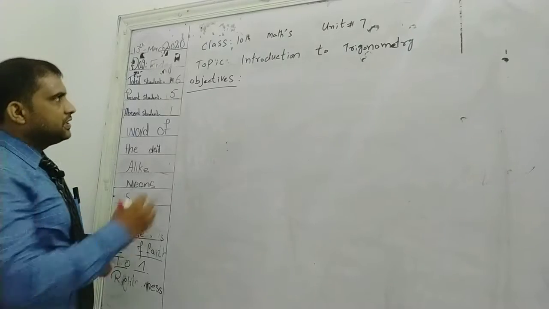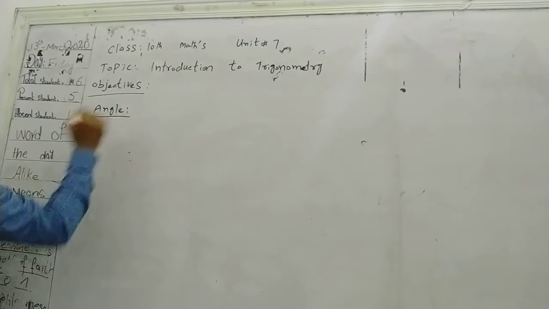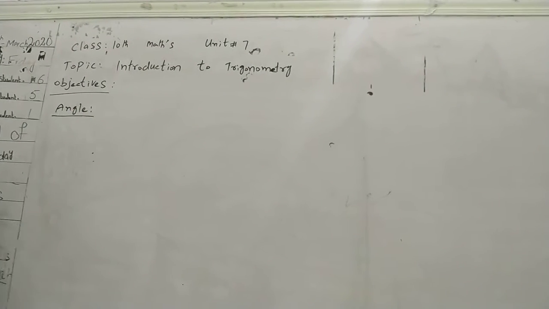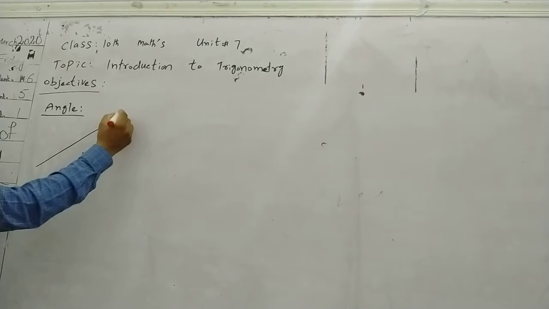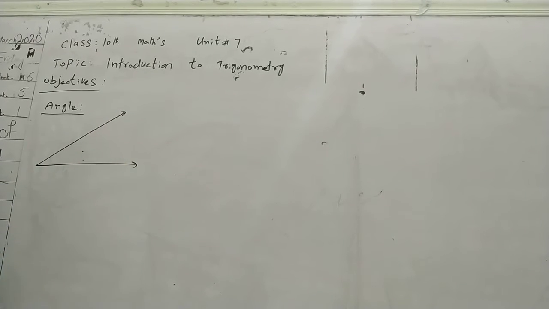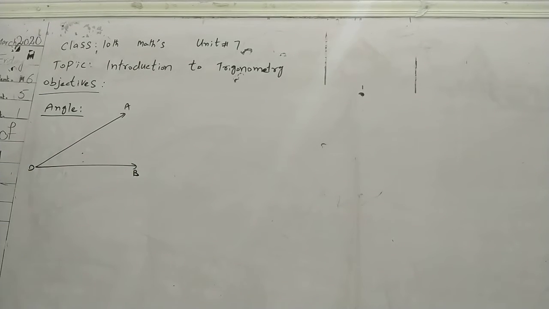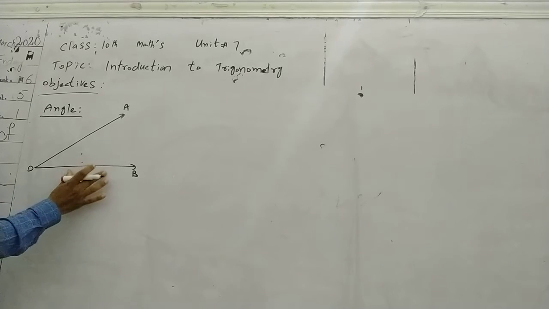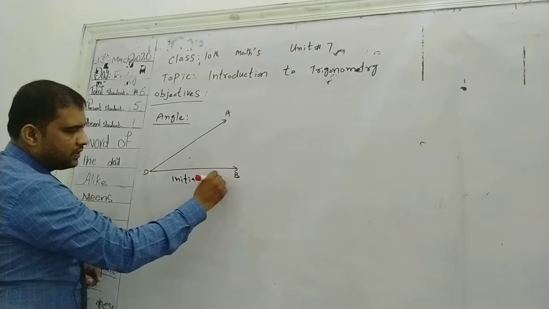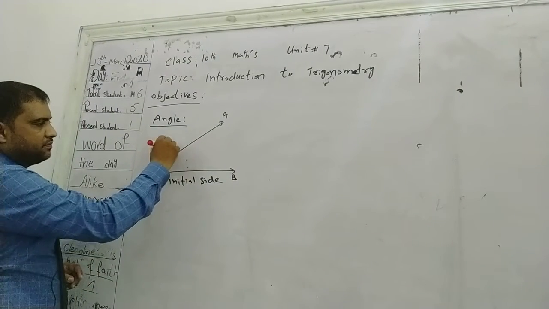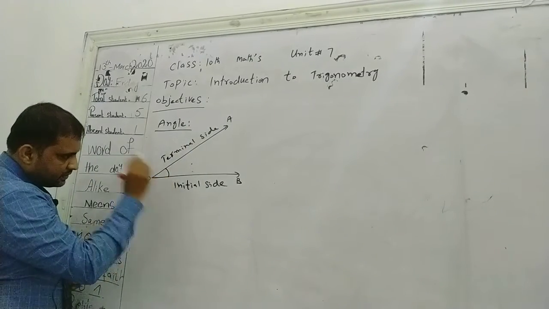First of all, we learn about angle. Angle is a common point of two non-collinear rays. These are the non-collinear rays and this is the common point. The first side is the initial side and the second one is the terminal side. Here the common point is the vertex of the angle.